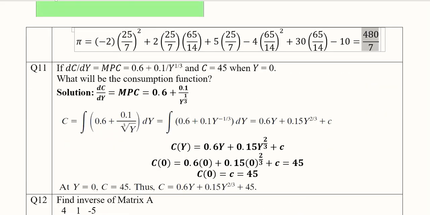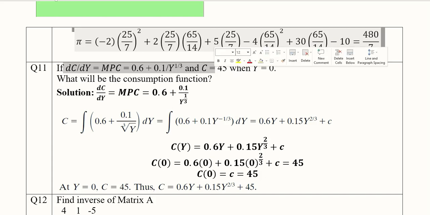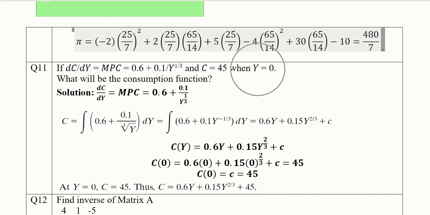Now we come to the next question, which is about this derivative. This derivative is the marginal propensity to consume, because this is the derivative of the consumption function with respect to income. And once we get this, this is the answer of that, and we are also given the value of the consumption function, which is 45 if the income is 0. This is logical because even if a person is not earning, he still has to consume a little bit for the basic necessities of life. So the consumption function is to be found. This is actually the marginal consumption function.